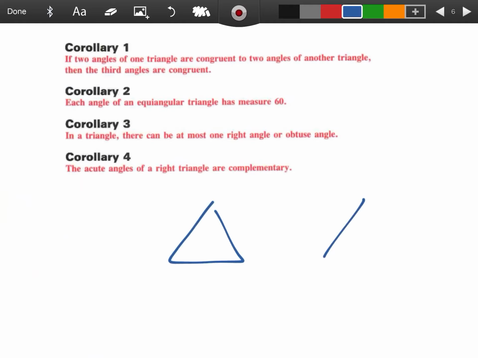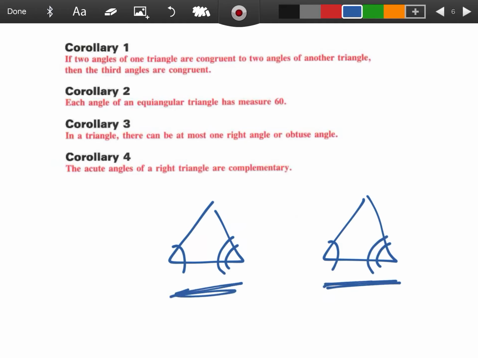So if I have 2 different triangles and I know this angle is congruent to this angle is congruent to this angle, that tells me I know the third angles have to be congruent. And that makes sense, right? If these two added up are equal to these two added up, and then you're trying to find the measure of the last angle, you would do 180 minus that. And if it's the same thing, well, that means that these angles must have the same measure, making them congruent as well.